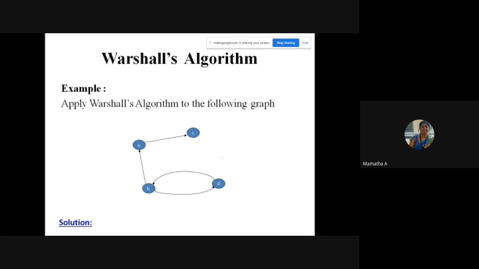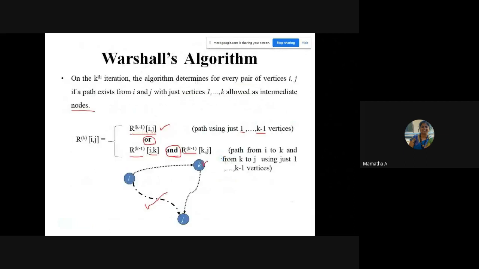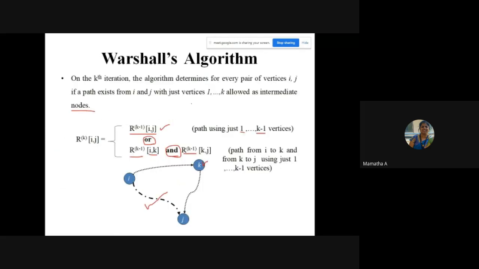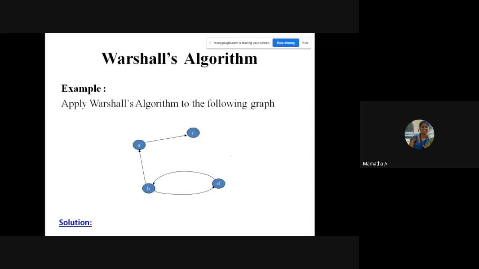How many matrices should I generate? R0 till Rn. What is this n? N is the number of nodes. So how many matrices will I generate here? In this case, R0 to R4, ma'am.